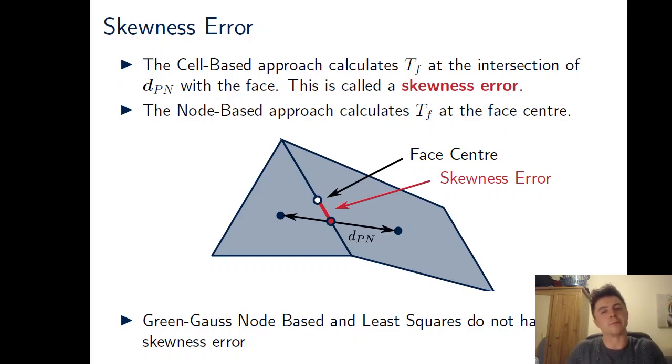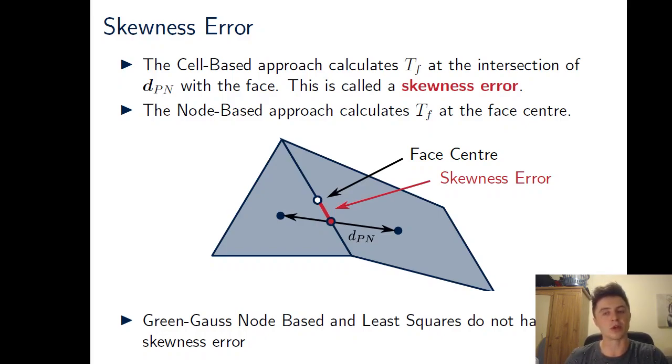Now, if we draw a line between the two centroids, we have a vector dpn there, and what you can see is that when the cell is skewed or not aligned, that vector d doesn't pass through the center of the face. And so what that means is when we use linear interpolation between the two cell centroids, P and N, what we're doing implicitly is calculating the value where that vector intersects the face, so the red dot there. That's where we're computing the temperature.